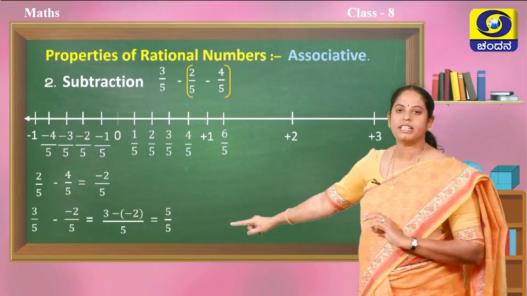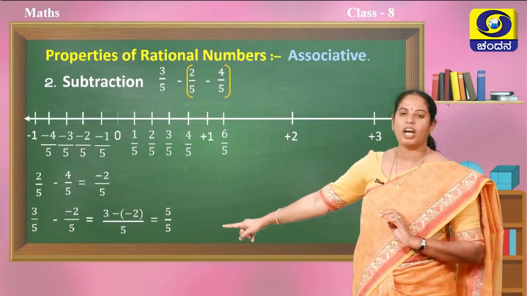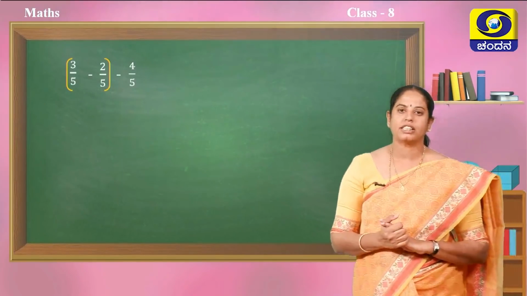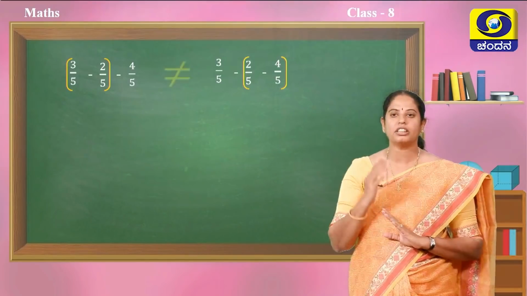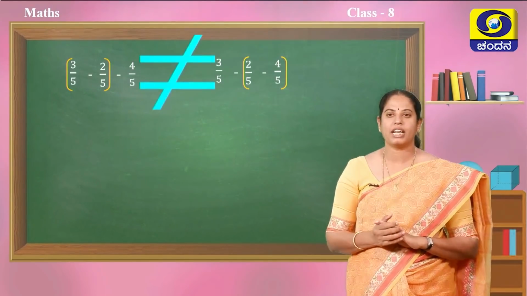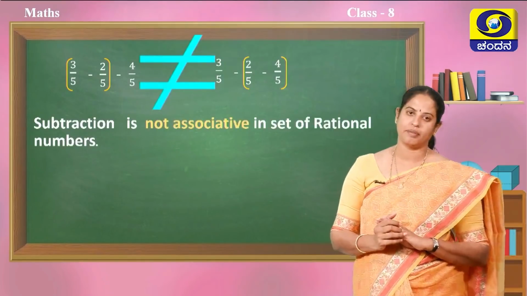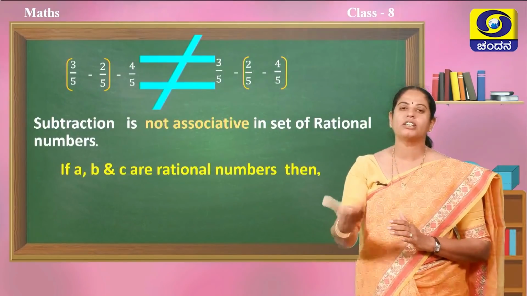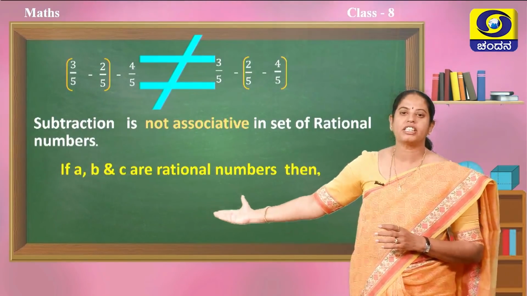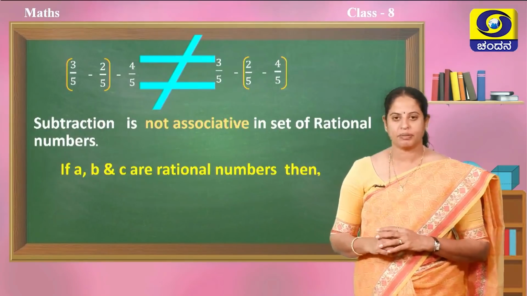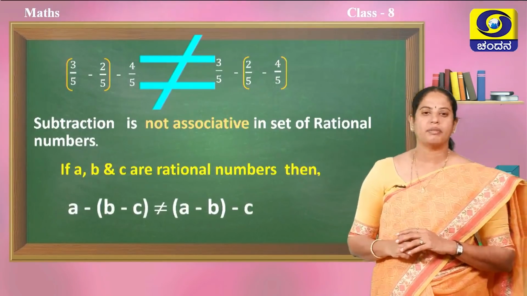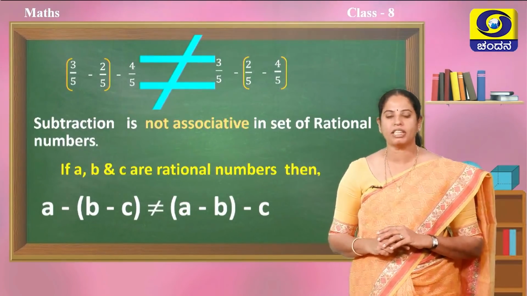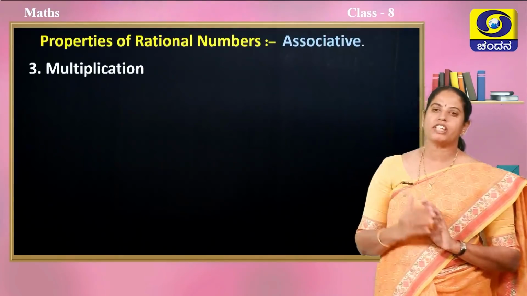Okay. In both cases the result is different. Yes, you have observed the result is different. From this we can conclude that subtraction does not follow the associative law in the set of rational numbers. So, subtraction is not associative in the set of rational numbers. Let us move on to multiplication. This is the generalization for the associative law on subtraction. If A, B, C are rational numbers, A minus of B minus C is not equal to A minus B minus C, children.